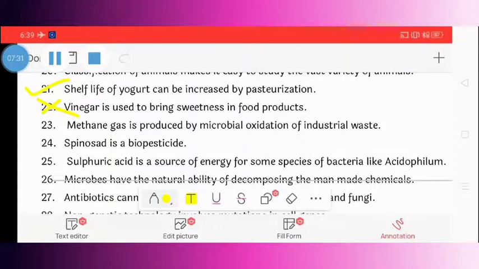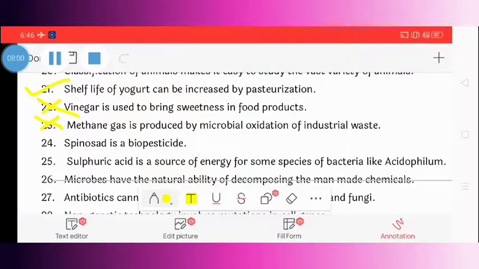Question number 23. Methane gas is produced by microbial oxidation of industrial waste. So this statement is also false, because methane gas is produced by anaerobic organisms present in biogas, known as methanogens. This statement is false.